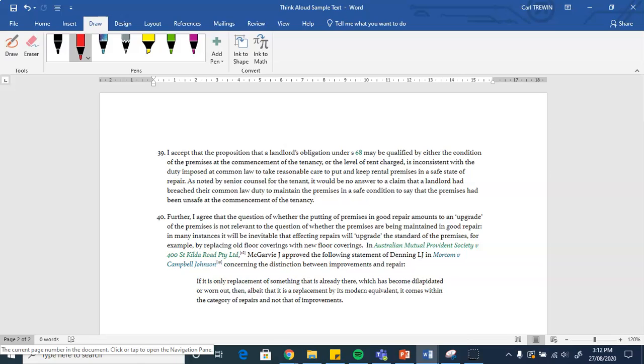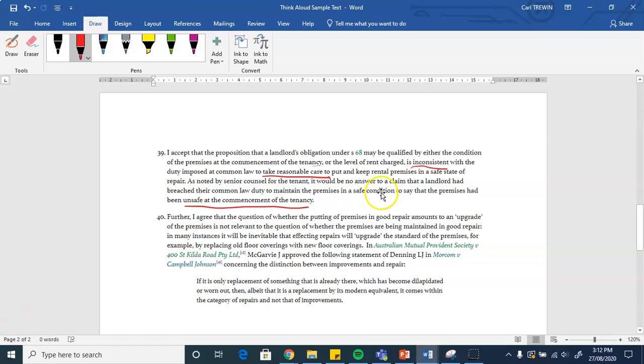I accept that the proposition that a landlord's obligation under Section 68 may be qualified by either the condition of the premises at the commencement of the tenancy or the level of rent charged is inconsistent with the duty imposed at common law to take reasonable care to put and keep rental premises in a safe state of repair. As noted by the senior counsel for the tenant, it would be no answer to a claim that a landlord had breached their common law duty to maintain the premises in a safe condition to say the premises had been unsafe at the commencement of the tenancy.